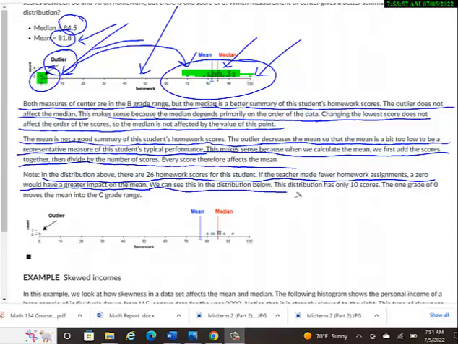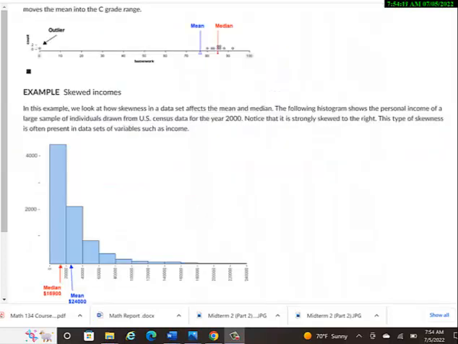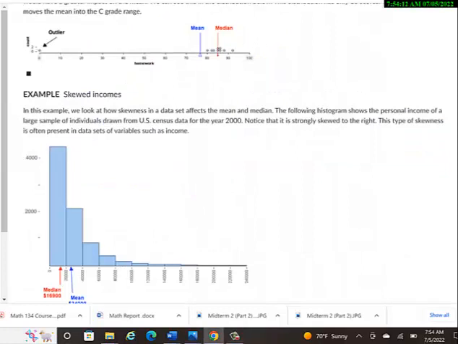We can see this in the distribution below. This distribution only has 10 scores. The one grade of 0 moves the mean to the C grade range. Yeah, so in this case, the average would be lower than a C.